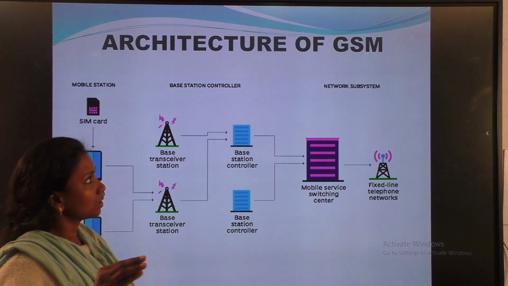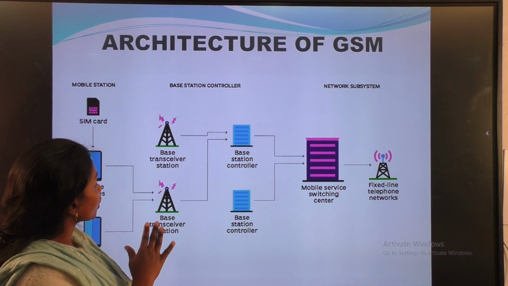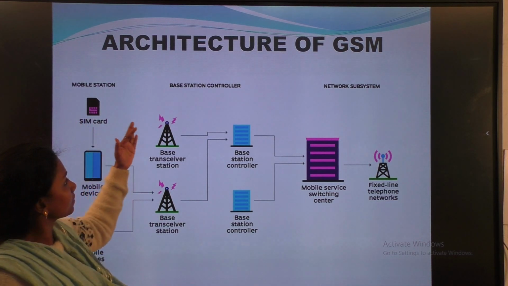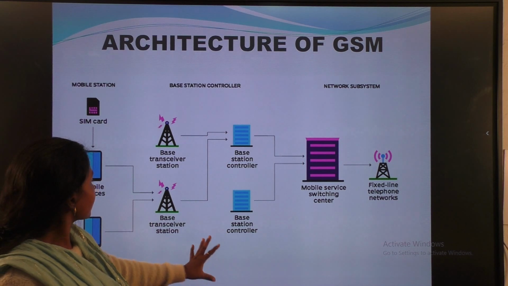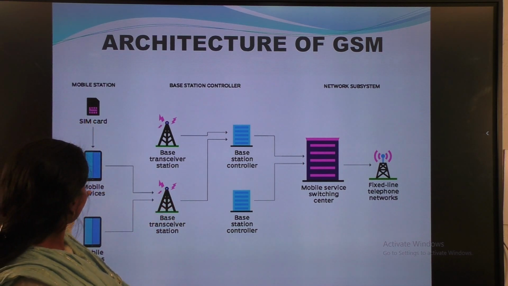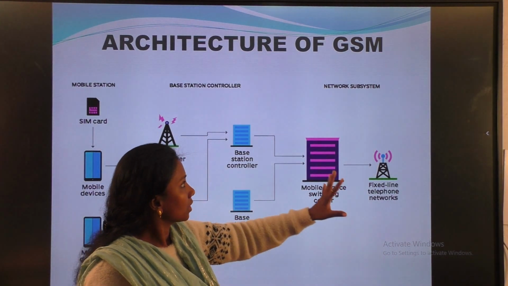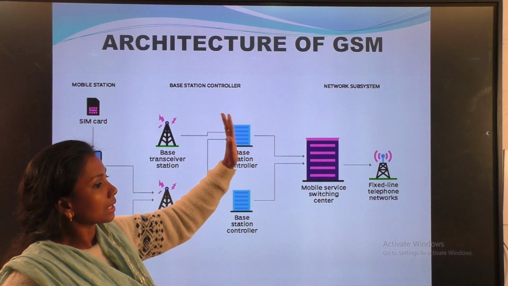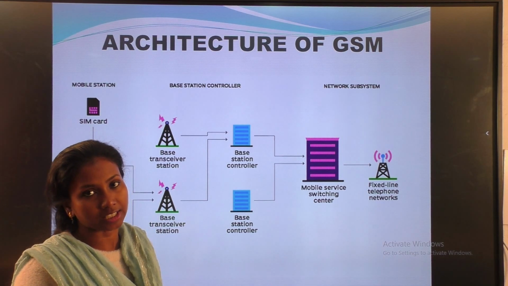This is the simple diagram of the architecture of your GSM. Here you see the mobile station, and here the base station controller is there, base transceiver station is there, SIM card, mobile devices, mobile service switching center, and network subsystem is there. So the network subsystem is the core part of this GSM architecture.